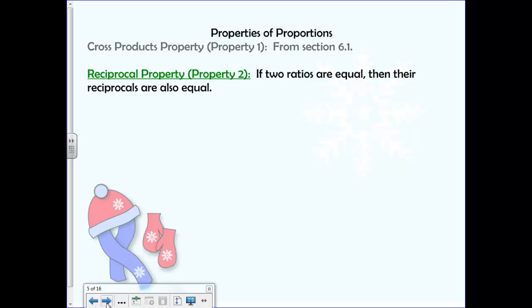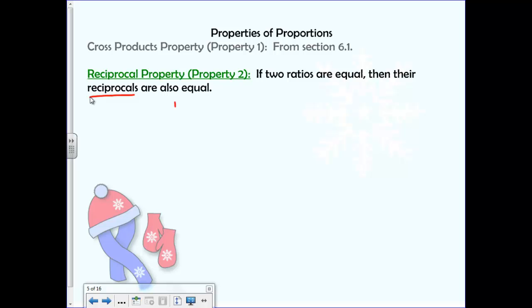The reciprocal property says if two ratios are equal, then the reciprocals are also equal. Fill that in your blank. If two ratios are equal, then the reciprocals are also equal. What's a reciprocal? When you flip it upside down, right? A reciprocal is when you flip it.